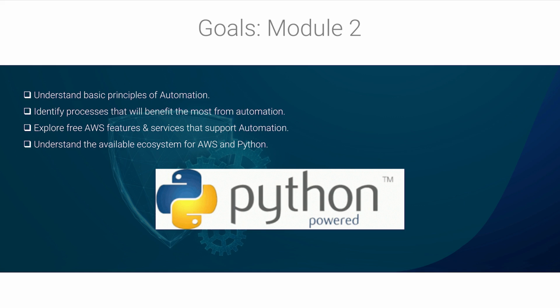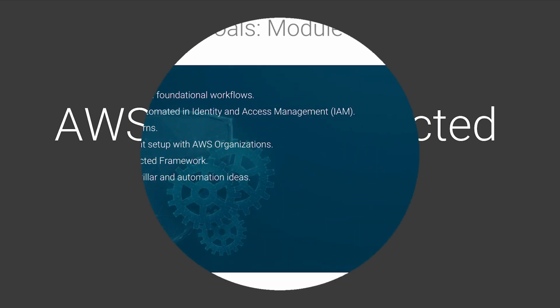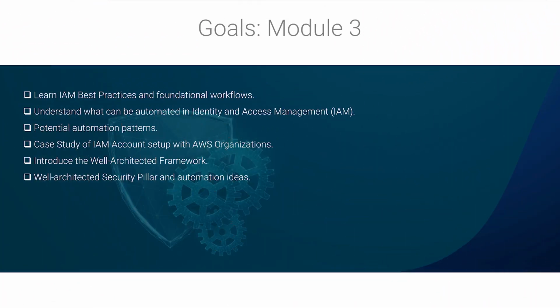And lastly, we want to understand the available ecosystem for AWS and Python. So, all of our sections after Section 2 are going to be focused on the AWS well-architected framework. And these pillars, we're going to be going through them in kind of a different order. The first pillar will be the security pillar in Section 3. The security pillar is where we're going to start because it's the widest.